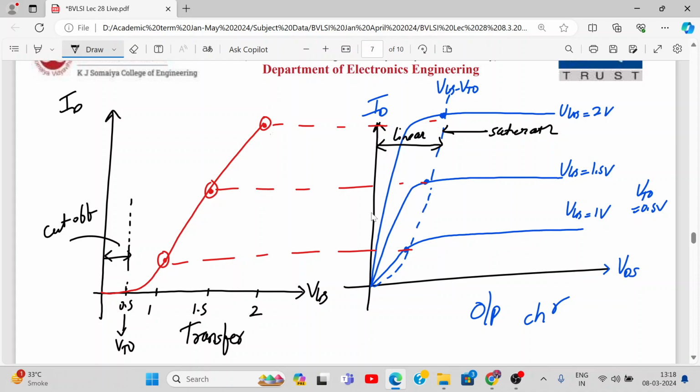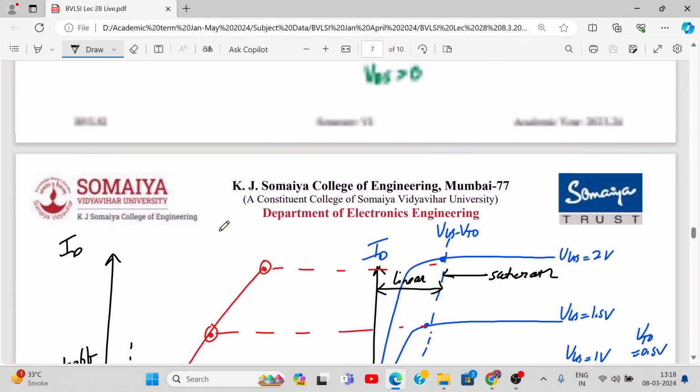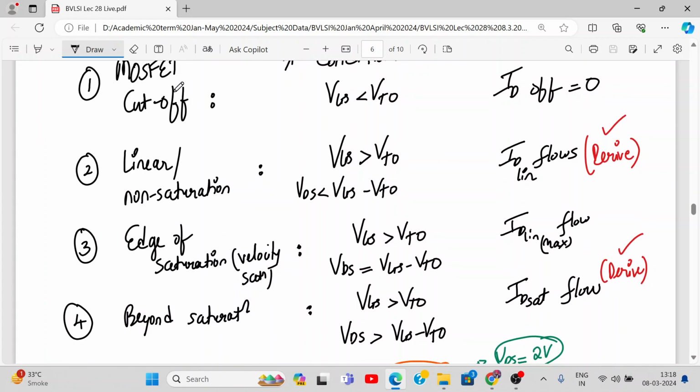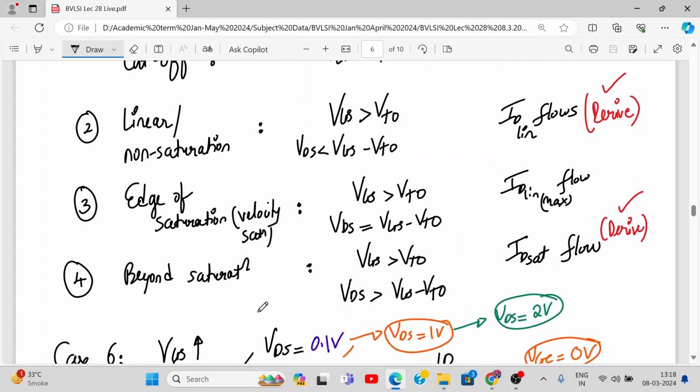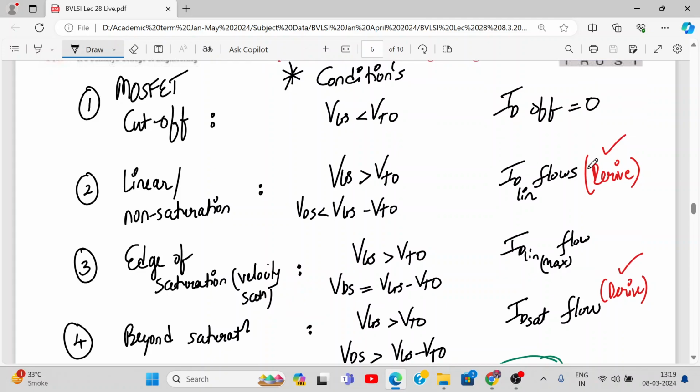Okay, so with this we have come to the end of the lecture. We have discussed together how the graph is built up for the output characteristics of the N channel enhancement type MOSFET, and how we can plot the derived transfer characteristics. Along with it we have also discussed very important voltage conditions for various operating modes: cutoff, linear, edge of saturation, and beyond saturation. Alright, so that's all for today. I hope MOSFET is clear to you now, and we will proceed ahead to derive ID linear and ID sat in tomorrow's class. Okay, so that's all for today.